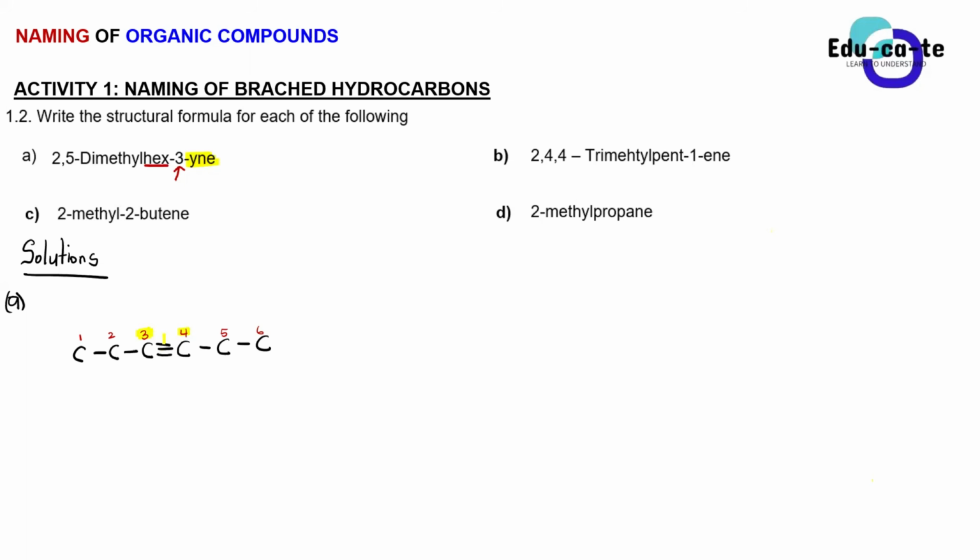And when you are naming the position of the triple bond, remember, guys, you choose the lowest number. So in this case you would choose 3. But if you place it between carbon 2 and carbon 3, you would choose 2, because that's the lowest number. Do you guys get the sense of it?